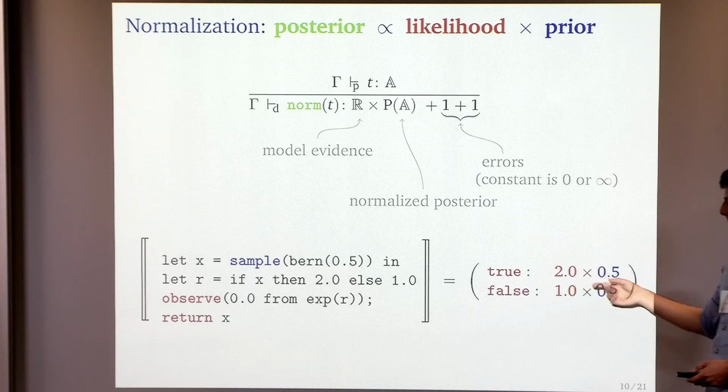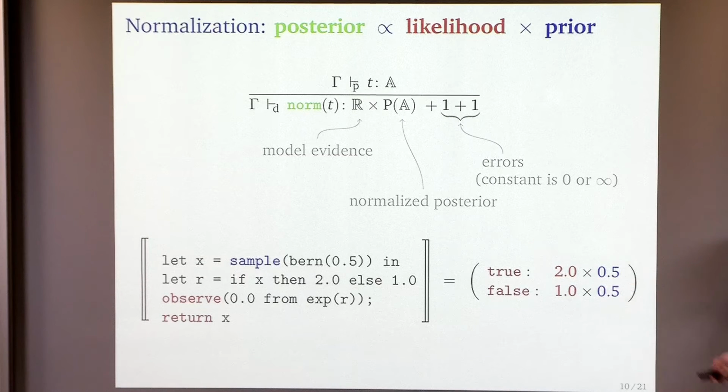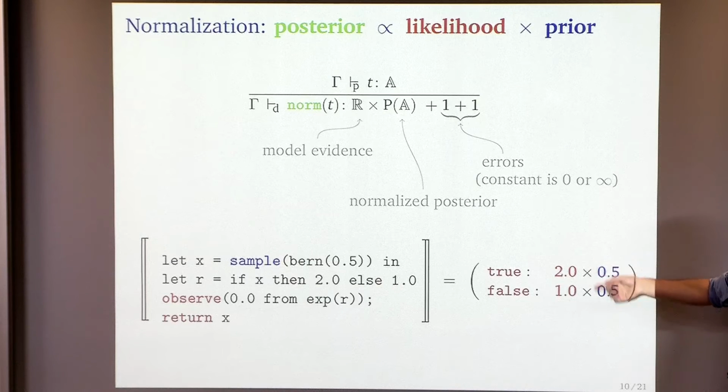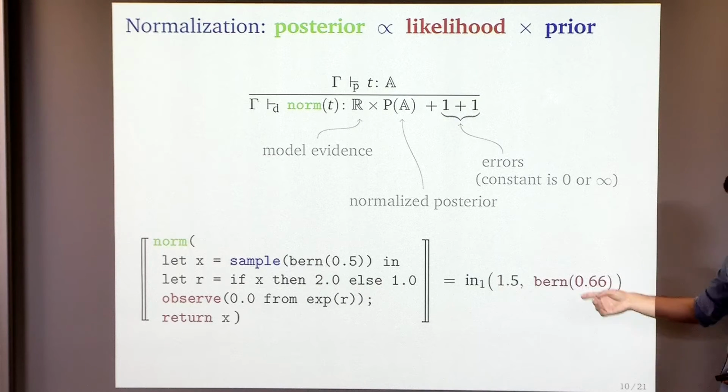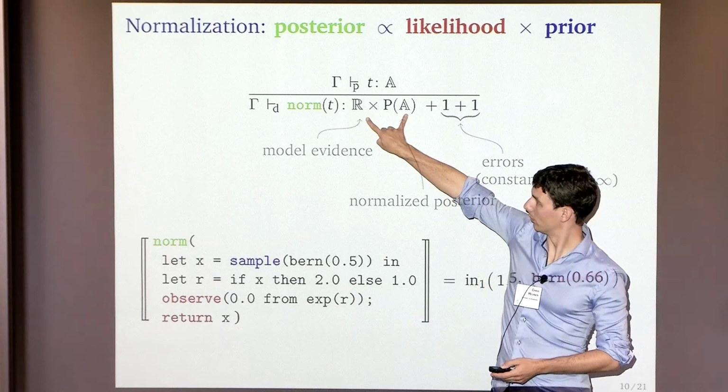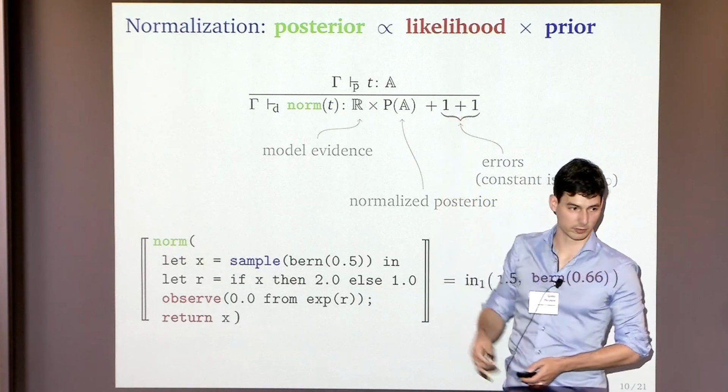So here's our example program. This is the meaning we just assigned to it. Let's normalize this thing. So that means I normalize this distribution. And it's going to look like a fair coin, well, not fair, a coin with probability 2/3. The model evidence was 1.5, and this 1 just means it's in this term of the sum. It's not one of the errors.